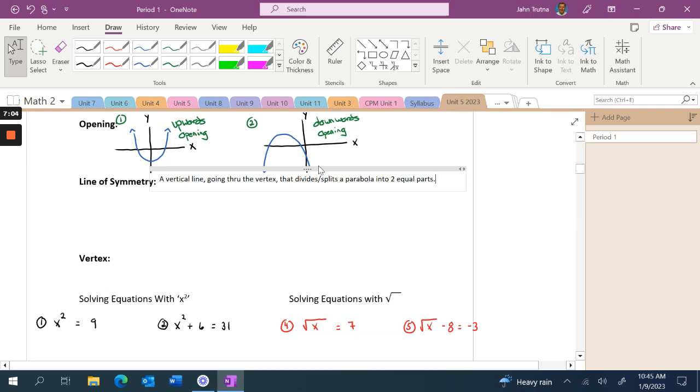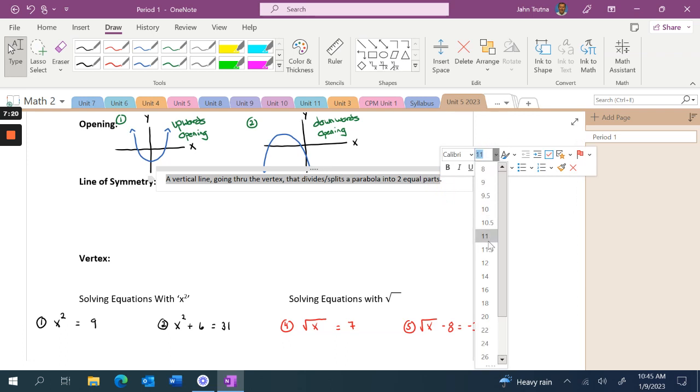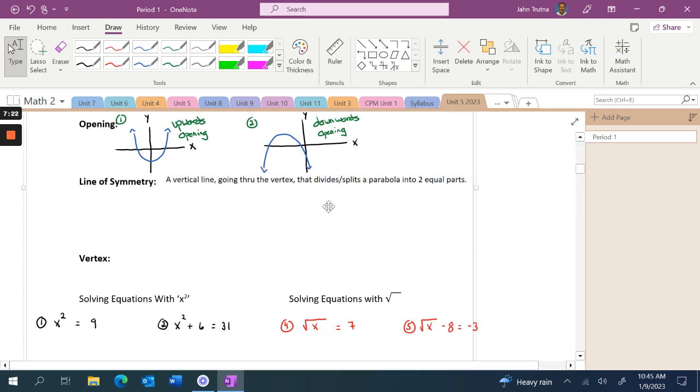Okay? So when we talk about a line of symmetry, it is a vertical line. It goes through the vertex, and we'll talk about what a vertex is in a second, and then it divides or splits the parabola into 2 equal parts. All right? Pretty simple when you look at a parabola to tell where the line of symmetry is.